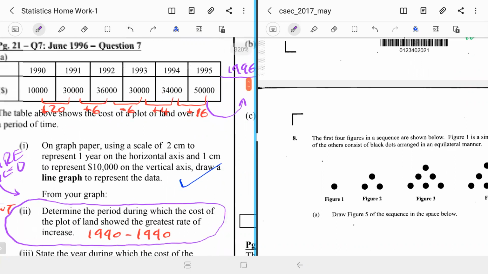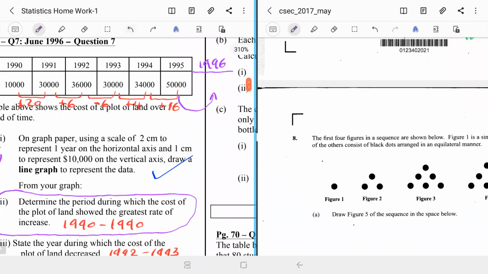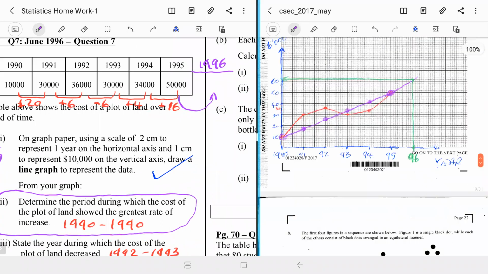There are 1, 2, 3, 4, 5, 6 values. If there are 6 values, then there are 5 changes. See, there are 1, 2, 3, 4, 5. So you average those 5 changes and you apply that average as your next change. That is what this line represents.